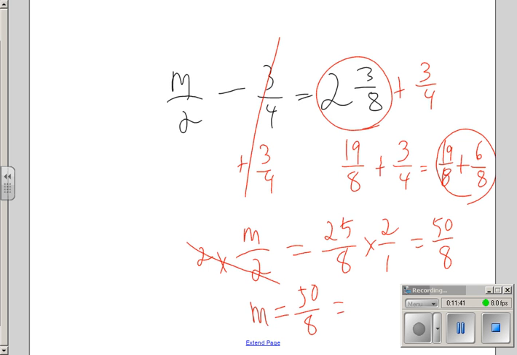How many 8s in 50? There are 6 of them. That's 48. Plus 2 left over. 6 2/8 or 6 1/4. And if I wanted to change that to a decimal, I could. 6.25. That's my answer. Okay, that's the first method. That's using opposite operation and just using algebra sense to isolate the variable.